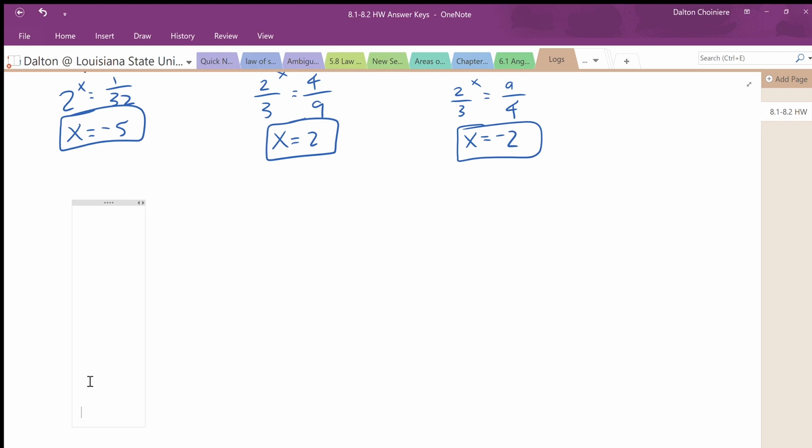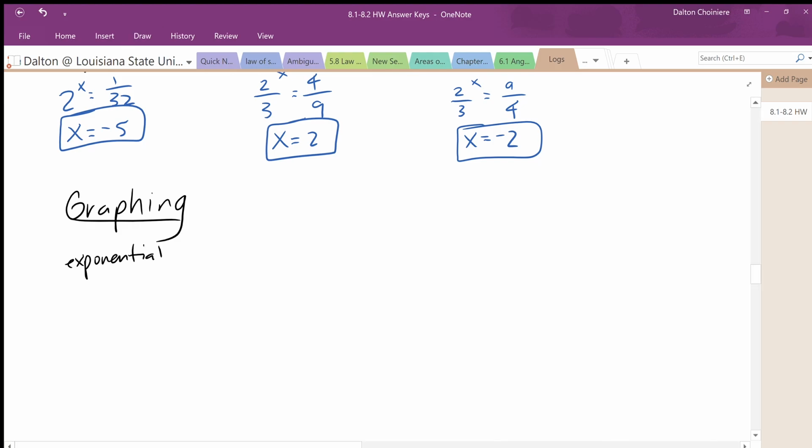Okay, carrying on. The last aspect of today is graphing. And it directly relates to graphing our exponentials from a couple of classes ago. And here's why. If we graph the exponential, f of x is equal to 2 to the x power.